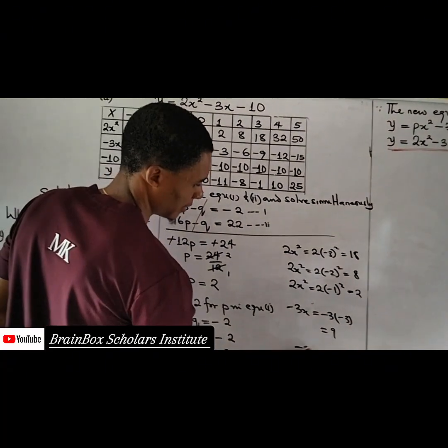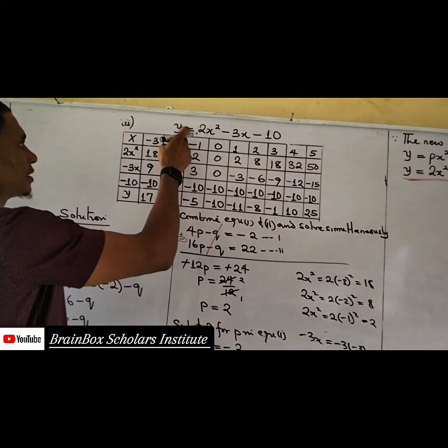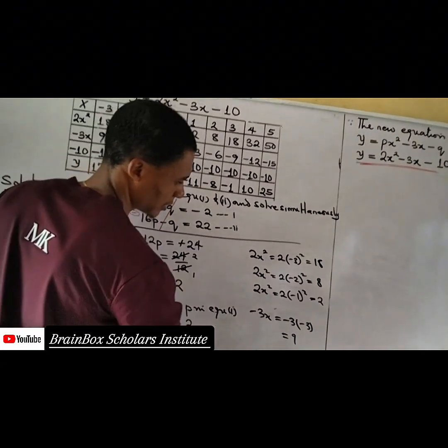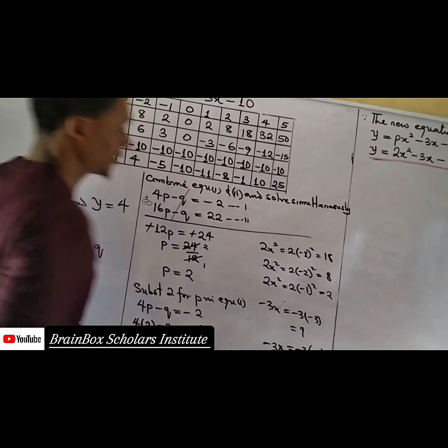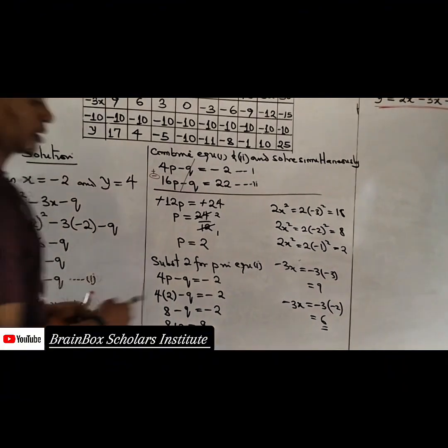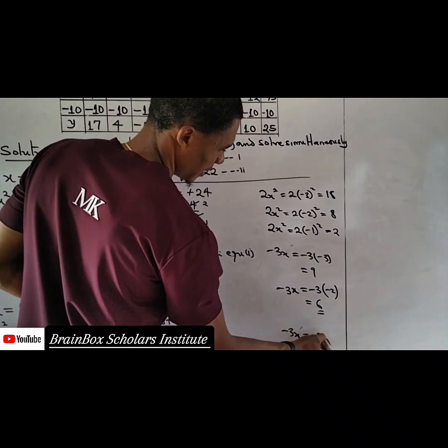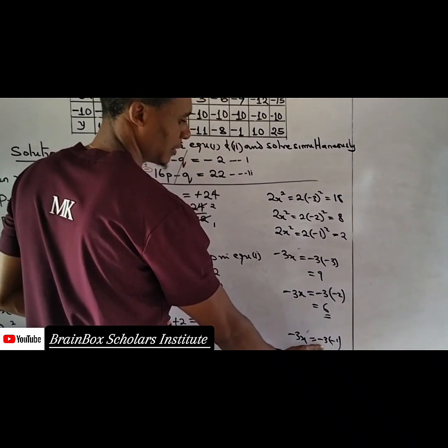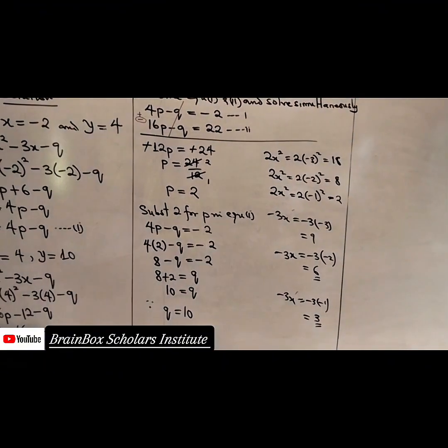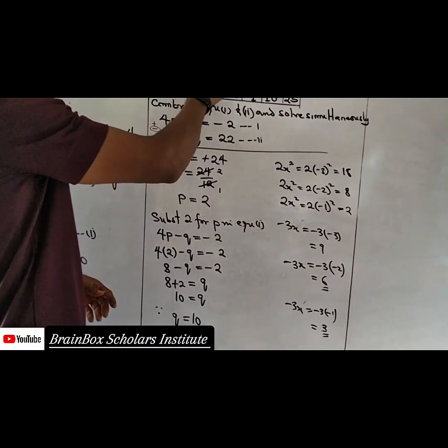Then come here now. I have -3x is equal to -3 bracket, what's the value of x here? -2. I put -2 here. Okay, -3 times -2 is +6. That's how I came about with 6. Now we'll do the last one here. -3x is equal to -3 bracket -1. When I say -3 times -1 is 3. Are you following? Yes. So it's 3. So you can do the same for this and get this.